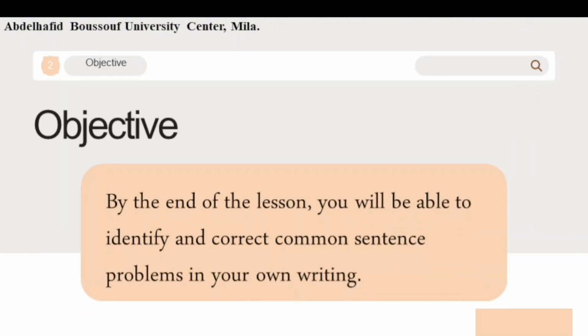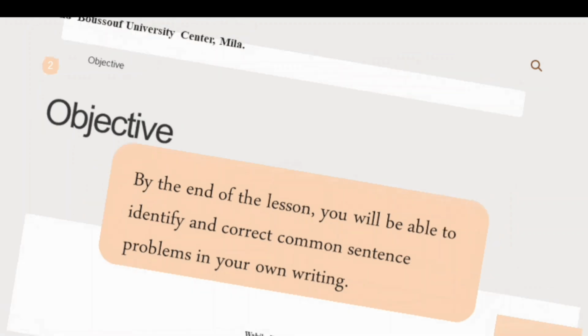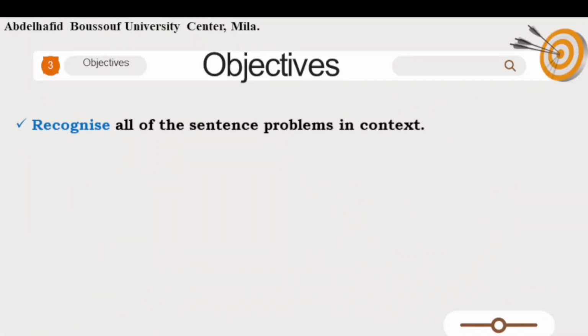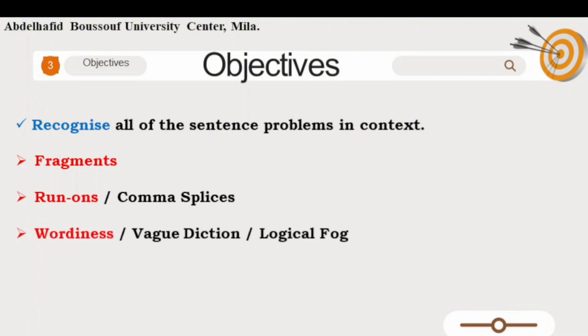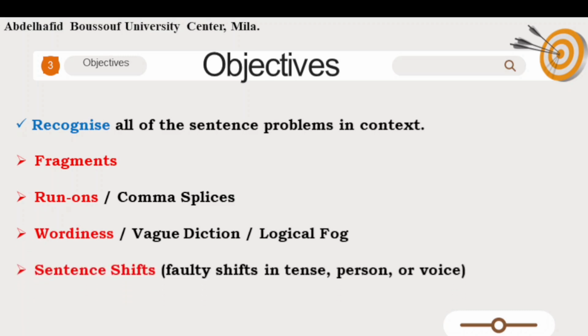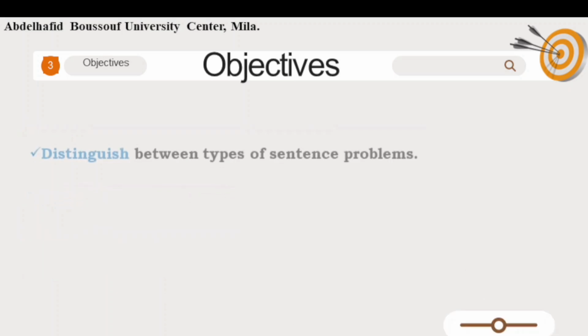By the end of the lesson, you are supposed to identify and correct common sentence problems in your own writing. Specifically, you are going to be able to recognize sentence problems of all types: fragments, run-ons, also called comma splices, wordiness, also known as vague diction, logical flaws, sentence shifts, commonly addressed as faulty shifts in tense, person, or voice.